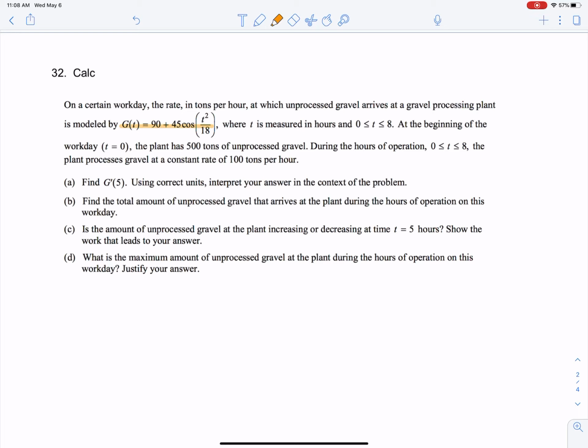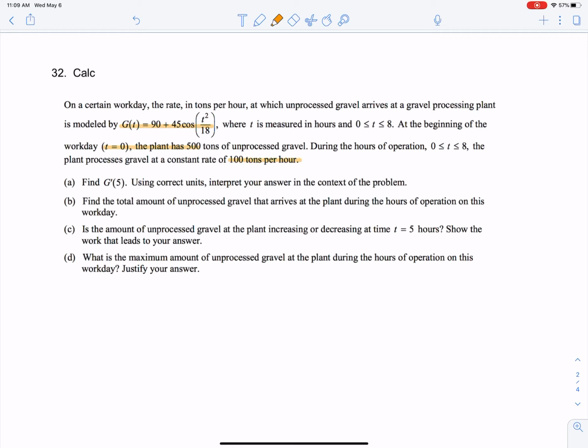There is this. So they gave us a time 0, which is probably going to be important. So we know that at time 0, there was already 500 tons of unprocessed gravel in the plant. Then during the hours of operation, the plant processes gravel at a constant rate of 100 tons per hour.